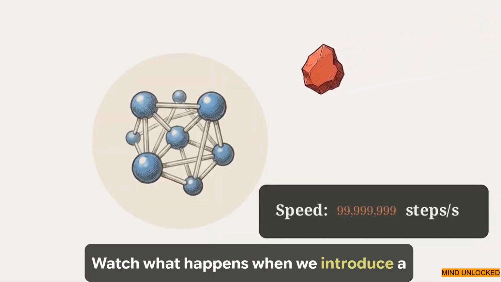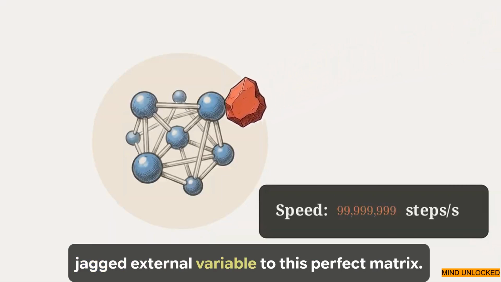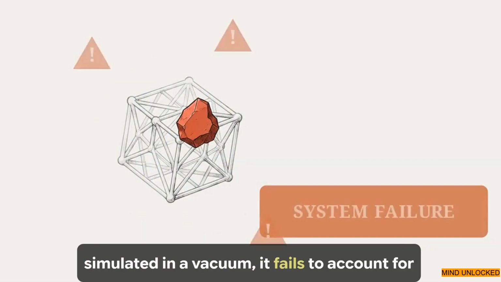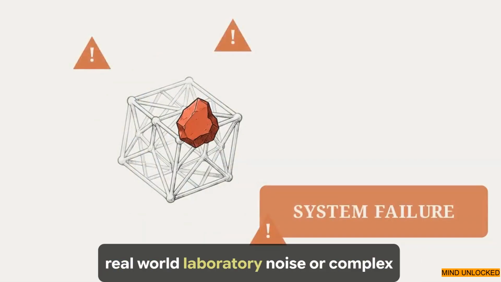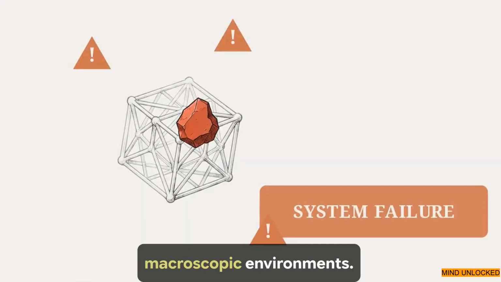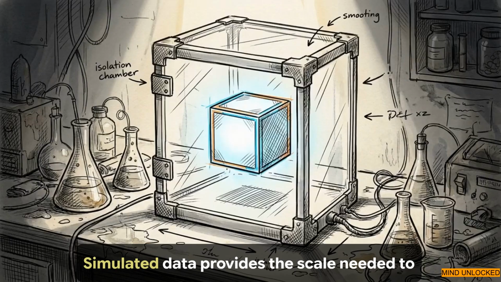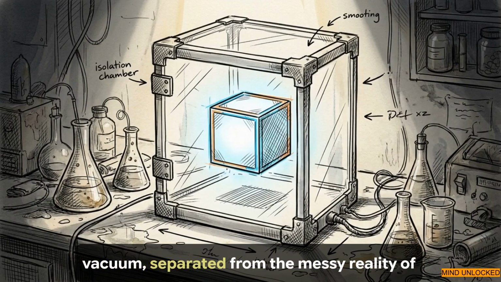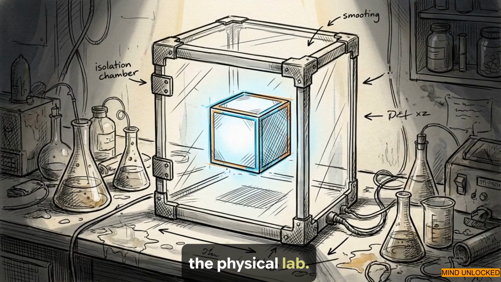Watch what happens when we introduce a jagged external variable to this perfect matrix. Because the training data was perfectly simulated in a vacuum, it fails to account for real-world laboratory noise or complex macroscopic environments. Simulated data provides the scale needed to train physics models, but it operates in a vacuum, separated from the messy reality of the physical lab.